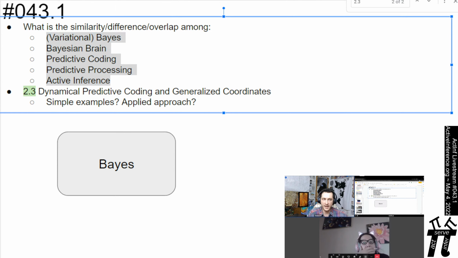But let's return to this page and think about how we can distinguish, with a Venn diagram or something, that helps us understand how these core ideas are linked. One couple that we can highlight is predictive coding and predictive processing. Do you have any thoughts or questions on that?